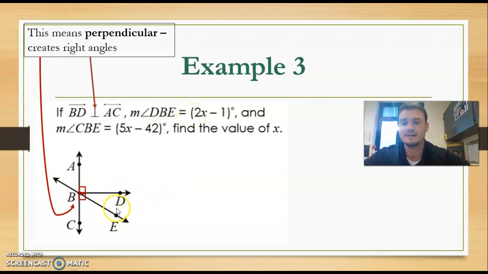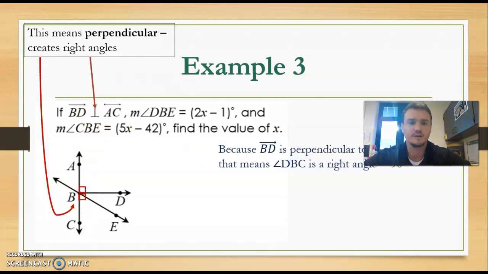All right. Then from here, it tells you that angle DBE is 2x minus 1. So DBE is this small angle right here. And then the measure of angle CBE is 5x minus 42. So CBE is this other angle right here. Again, DBE is 2x minus 1, this angle right here is 5x minus 42, and you should realize that this whole angle, DBC, is 90 degrees because we know that it's perpendicular.